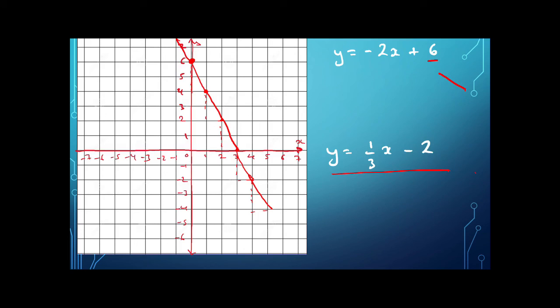This one here, we know that it goes through negative 2. And this time it has a gradient of 1/3. So and it's positive, so it's going in this direction. So for every one that we go up, we go 3 across. So let's do that. So starting at negative 2, let's go 3 across. 1, 2, 3, and 1 up. 1, 2, 3 across, 1 up. 1 down, 3 across. 1 down, 3 across.